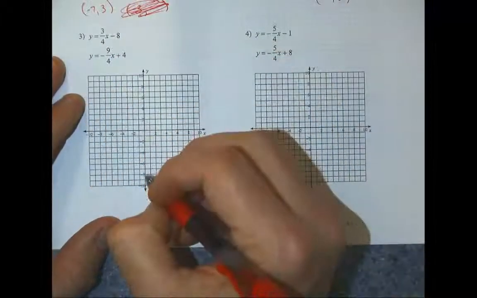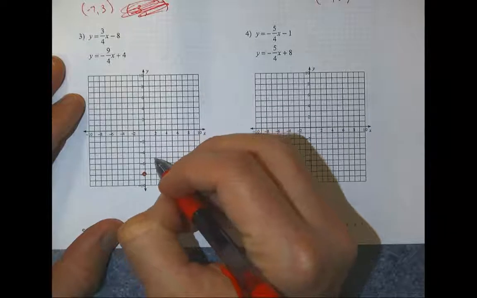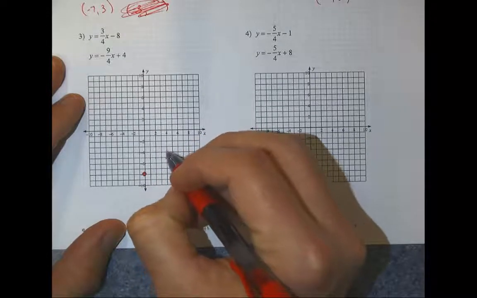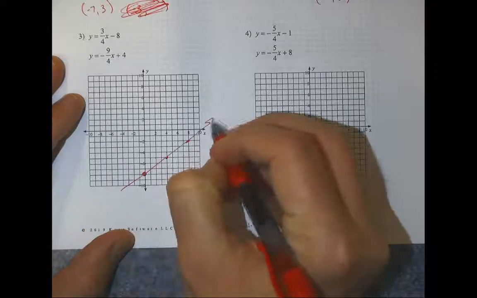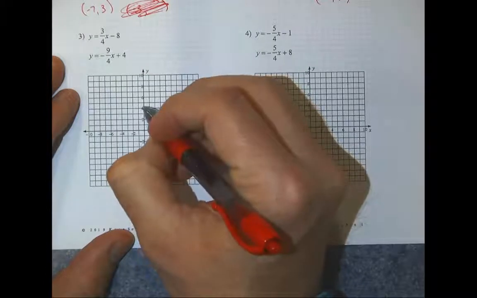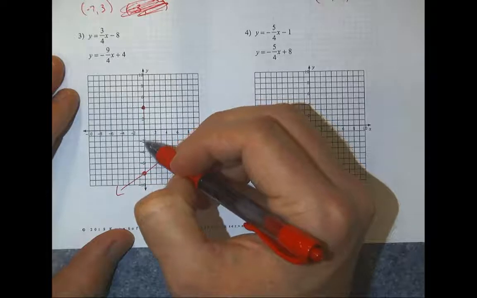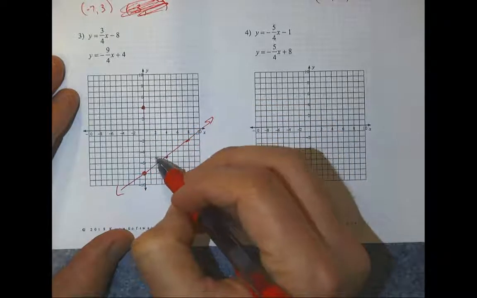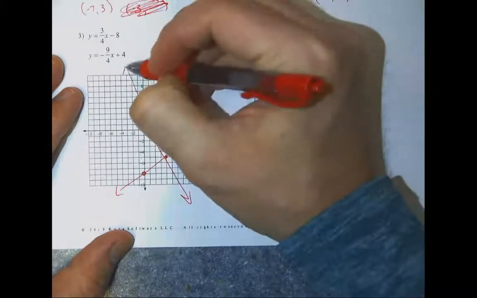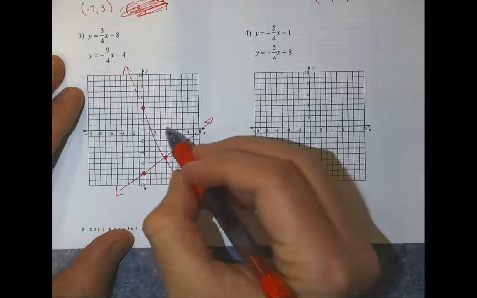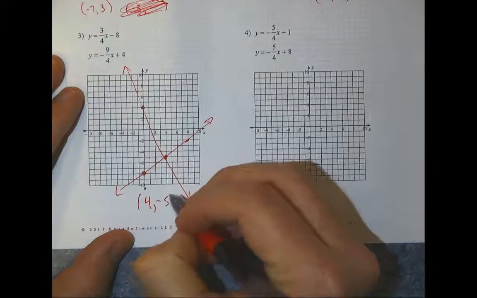Okay, sliding down, starting at -8. Up 3 over 4. 1, 2, 3, 1, 2, 3, 4. And this one's starting at +4 and going down 9 over 4. 5, 6, 7, 8, 9. 1, 2, 3, 4. There's your intersection. So this point right here, my x value is 4, and my y value is -5.